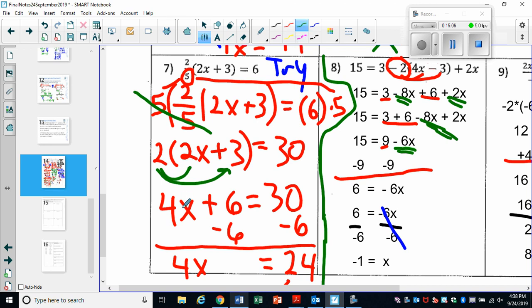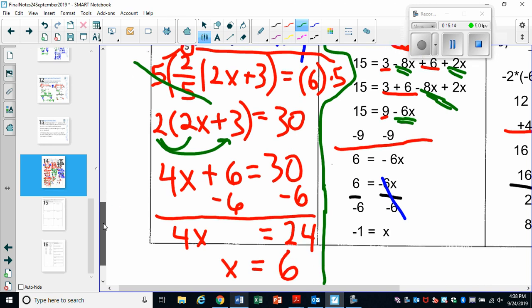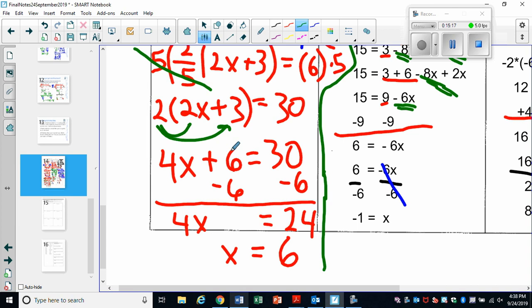2 times 2x is 4x. 2 times 3 is 6. Bring down the 30 for the ride. So at this point, we have to do an additive inverse. Positive 6, negative 6. Cancel. And then we have 30 minus 6, which is 24. And now our last step for this problem, divide both sides by 4, which I forgot to do earlier, but here we go. The 4's eliminate themselves. 24 divided by 4 gives us a final result of x equals 6.